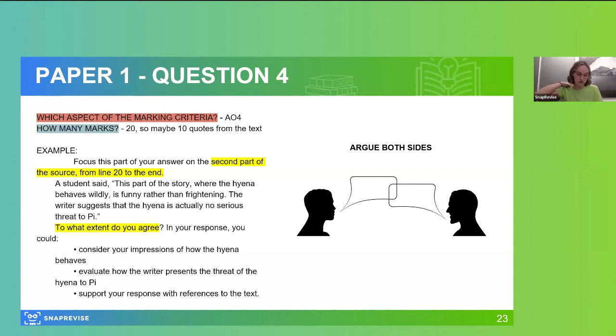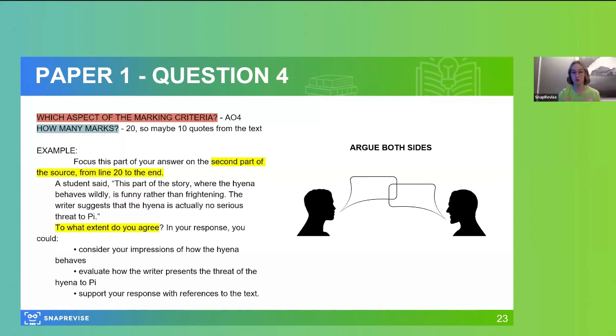So the rough structure that I would suggest: obviously when it's asking to what extent do you agree, as I've said, you need to argue both sides. So what are you actually being asked in this question? It says that the hyena behaves wildly and it's funny rather than frightening. So in paragraph 1, I would talk about why the hyena is funny. And then in paragraph 2, I would talk about why the hyena is frightening, and then come to a conclusion.